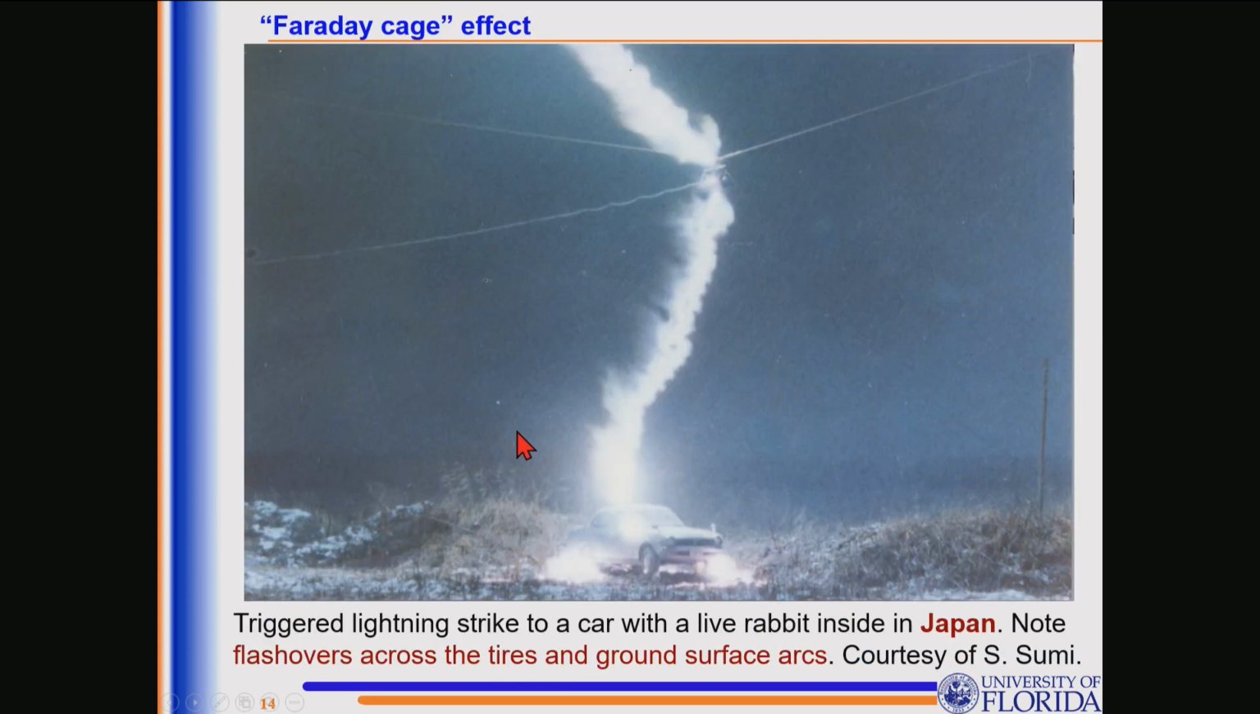Many different experiments were conducted in Japan. This is just one example. In this case, the triggered lightning current was injected into the car with a live rabbit inside. And I can say up front that the rabbit was not harmed, which was a direct proof of the Faraday cage effect. And you can see here that tires were flashed over here and here, and you can also see ground surface arcing. And in Japan, the triggered lightning experiments were conducted in winter, so it's snow here.